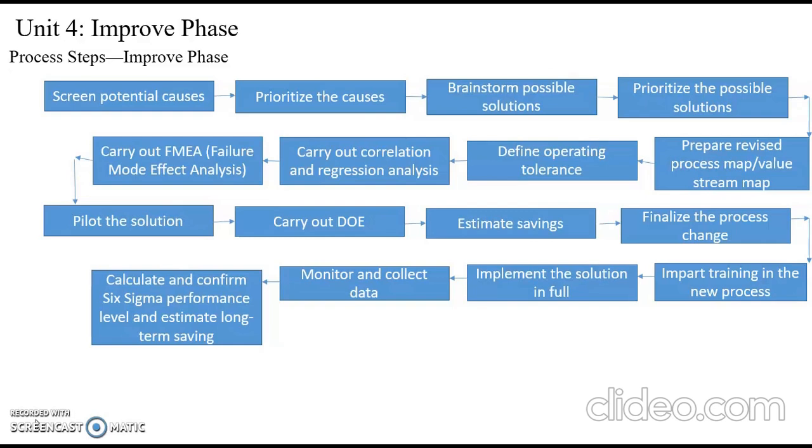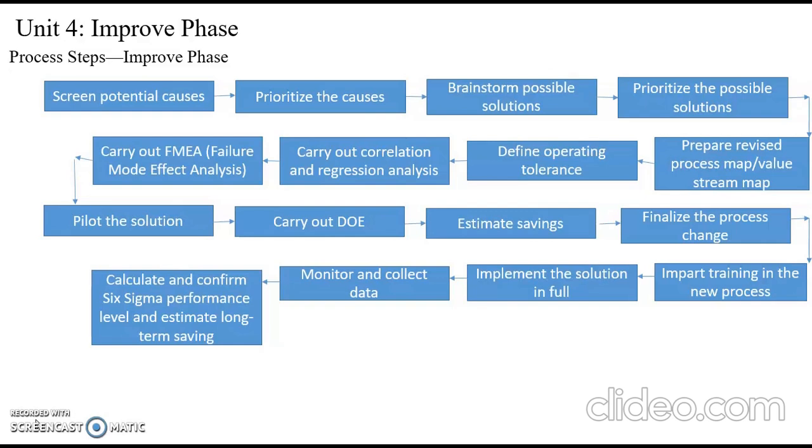Next, before proceeding to eliminate the cause, it is necessary to prioritize the causes. The best way to prioritize is to identify the effect of all the causes and analyze what was the maximum contribution to the problem occurring. So, in this step, you can use a Pareto analysis, that is the 80-20 principle.